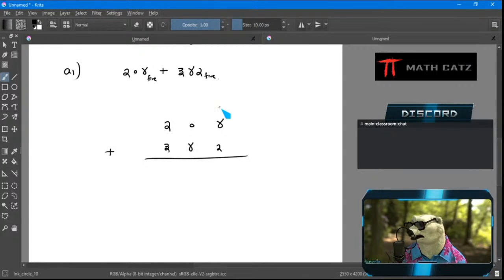Anyway, I'm going to go to my ones column. Now I'm still going to keep my language when I say these things in words. Otherwise it would be too foreign for me. 4 plus 2 is 6. I don't have a 6 symbol. I am going to carry over one group of 5 and have one left over.